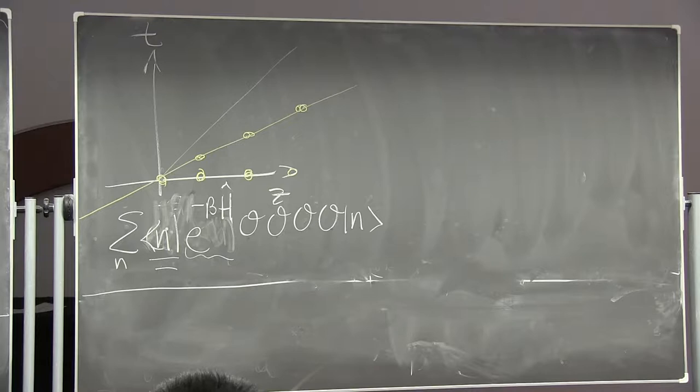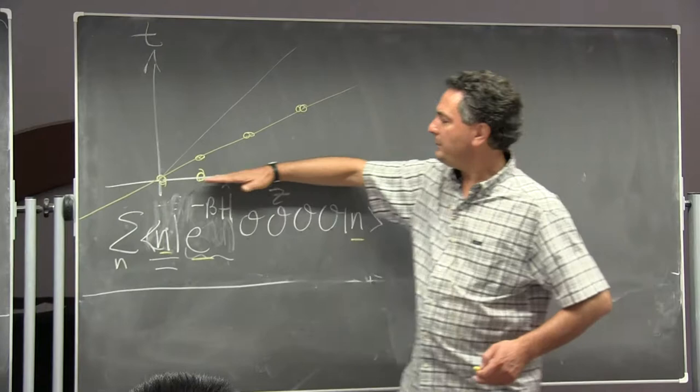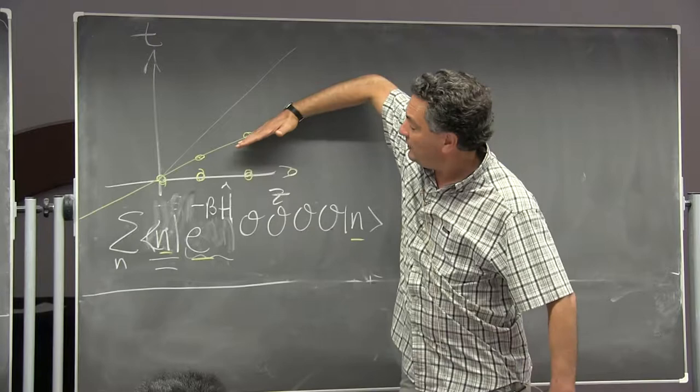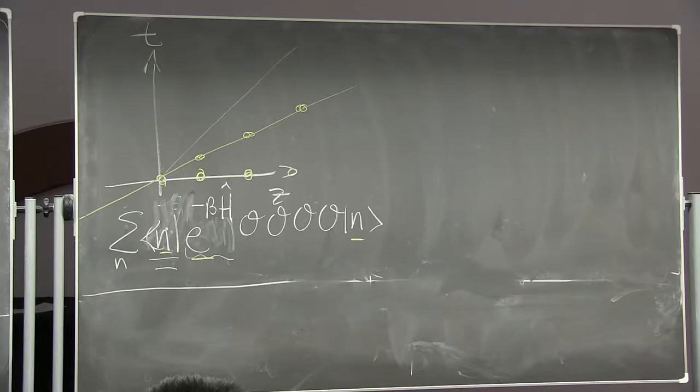And this e to the minus beta H is a description of my density matrix on this hypersurface. But I actually know perfectly well what my density matrix is on this hypersurface, and it's a sensible question to ask because this is a Cauchy surface. You can define a state, a density matrix, on a Cauchy surface. And this is one, so I can do that.